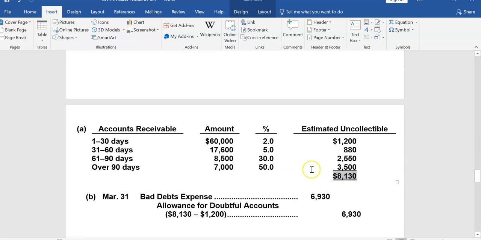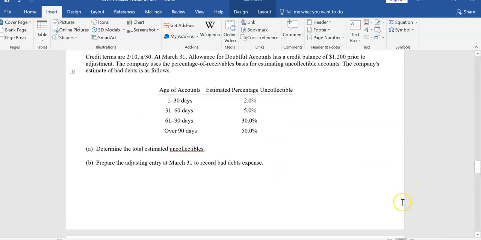Total estimate of uncollectible, the total amount we need in the allowance for doubtful accounts is $8,130. Just like we did in the percentage of accounts receivable method, we took the receivable balance, multiplied by the percentage uncollectible to calculate the needed balance. Okay, here we just did it by aging bucket instead of in total.